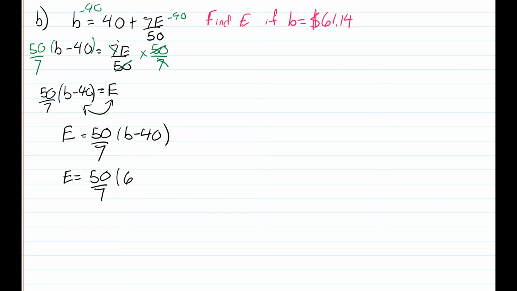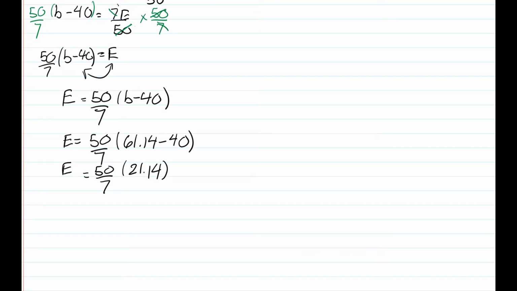So I have 61.14 minus 40. And you can use a calculator or you can use your head. So once you evaluate 61.14 minus 40, we're going to get 50 over 7 multiplied by 21.14. And then now we just multiply these out to get our final answer.